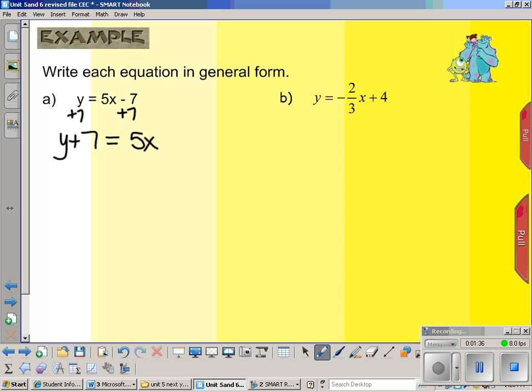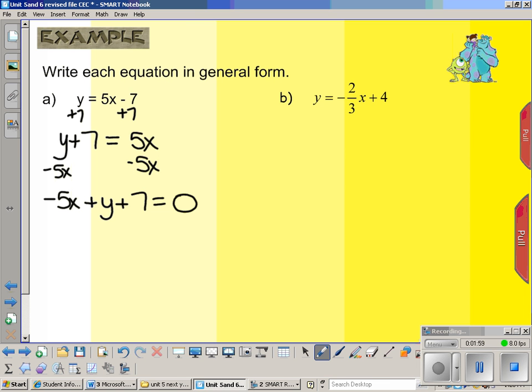We want to make it equal 0. So now we're going to subtract 5x. And we want to write it in the form x, then y, then the constant. So now we run through our three rules. Is our equation equal to 0? Yes. Are there any fractions or decimals? No. So 2 out of 3 we're good on.